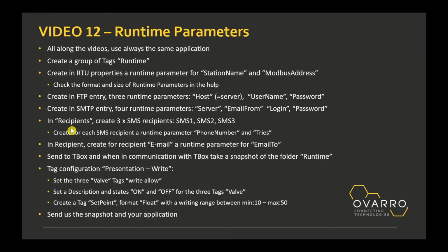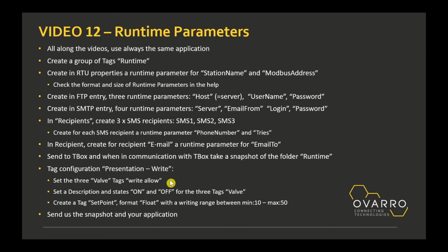In the list of recipients, you create 3 SMS recipients. So you can rename the existing one SM1 and just do copy-paste. And for each SMS recipient, you create runtime parameters phone number and tries. In the list of recipients, for the email recipient, you create the runtime parameter email to. Then you send all this to TBox. And when being in communication with TBox, you take a snapshot from the folder runtime, and you should see all the values in the tags.